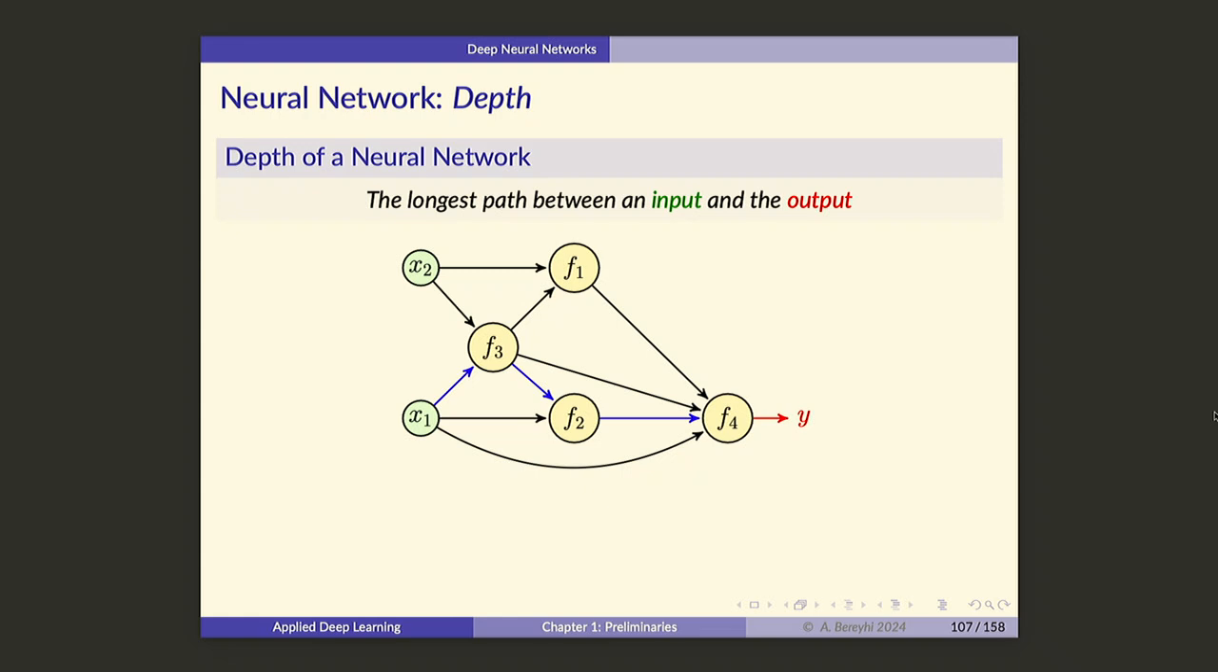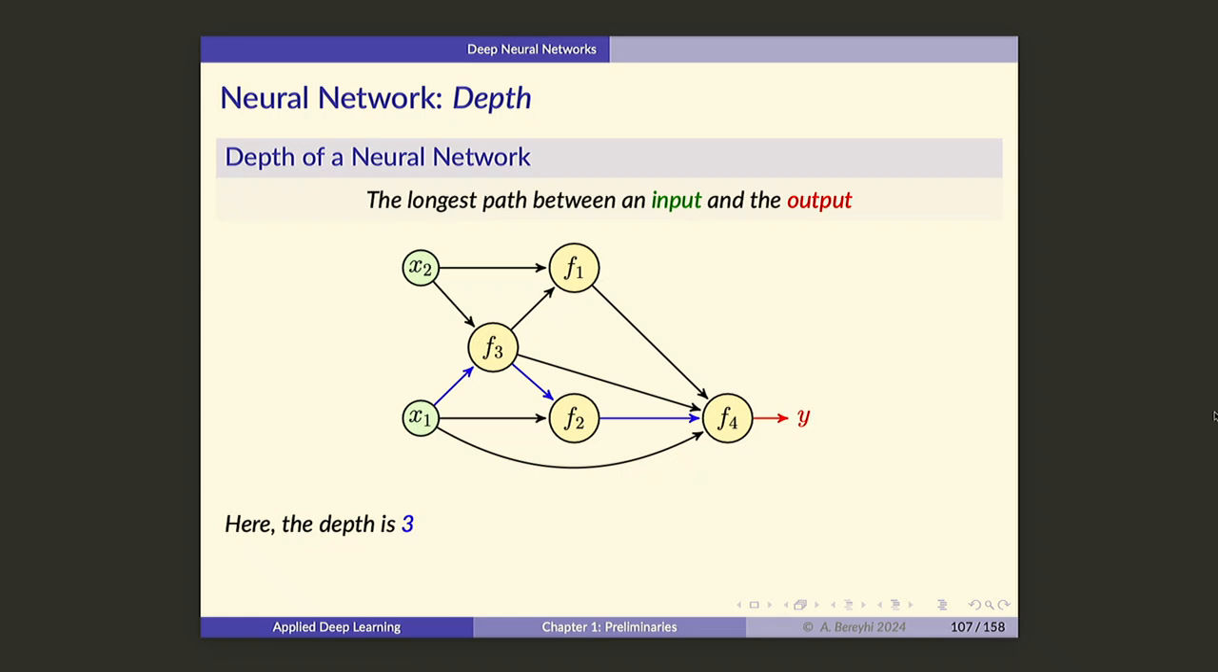Where are we dropping the edge from f4 to y? That is not counted, because depth counts links from one neuron to another. That one is just indicating the output, so it is not a link. In one slide you're going to see it clearly. So, as you said, the depth here is 3. Hopefully it's clear.